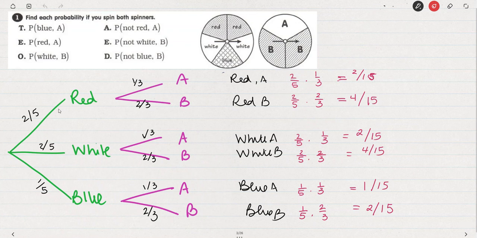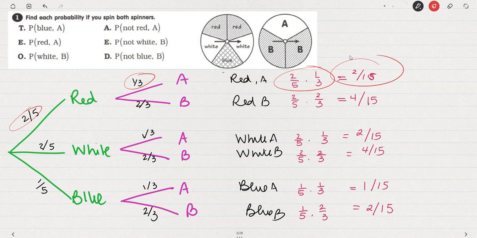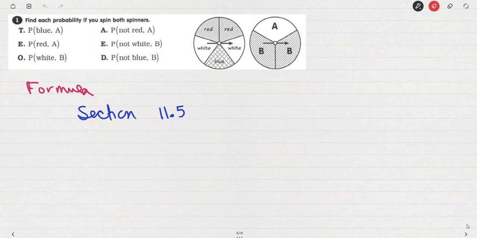So one more time, walking through this, the probability of getting a red on the first spinner is 2 in 5, and then an A is 1 in 3. So if I multiply the 2 over 5 and the 1 over 3, I get 2 times 1 is 2, 5 times 3 is 15, so I get 2 over 15, and so on for each of the 6 outcomes. Go ahead and pause the video to finish this list if you haven't finished it already.